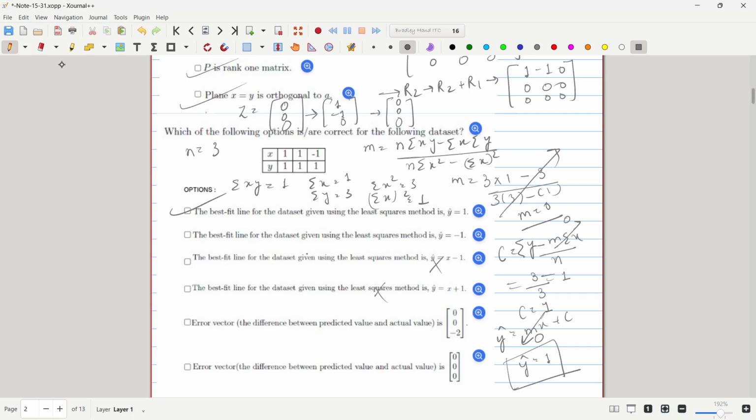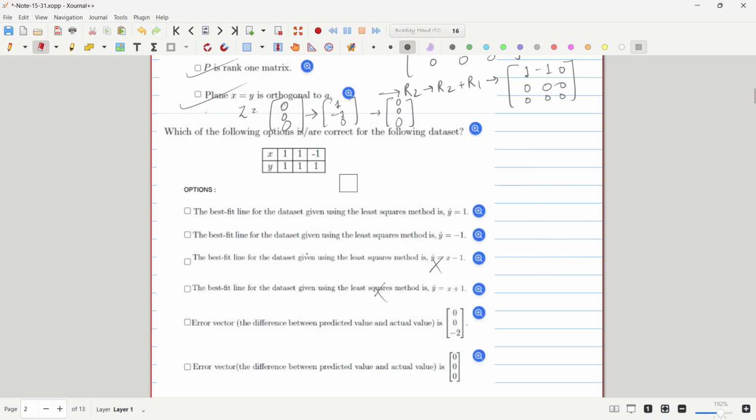Okay. Now what is the error vector? You need to find the error vector. Error vector is nothing but y minus y dash. What are the values of y? 1, 1, 1. And what is the value of y dash? y dash is also 1, 1, 1. Why? Because the best fit line is y dash is equal to 1. So 1 minus 1 is 0, plus 1 minus 1 is 0, plus 1 minus 1 is 0. So the error vector comes out as 0, 0, 0. Okay, so options A and E. Okay, wait, A, B, C, D, E, F.